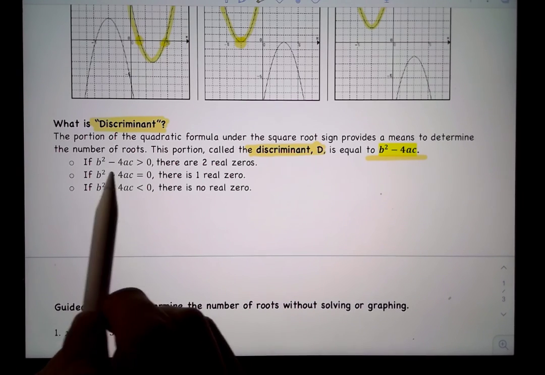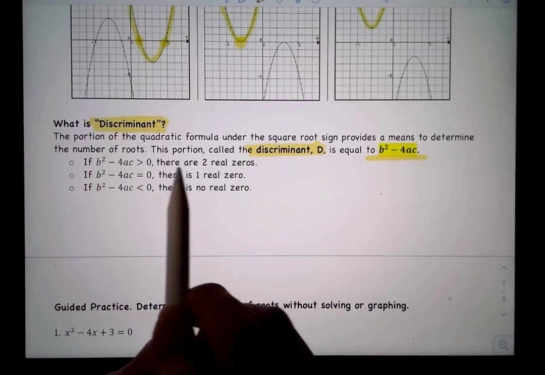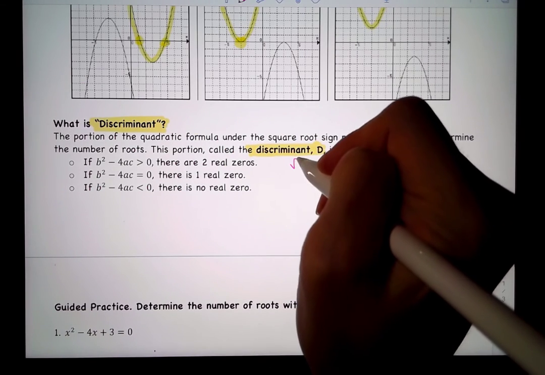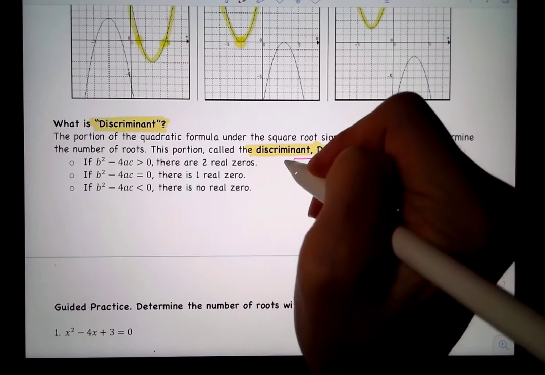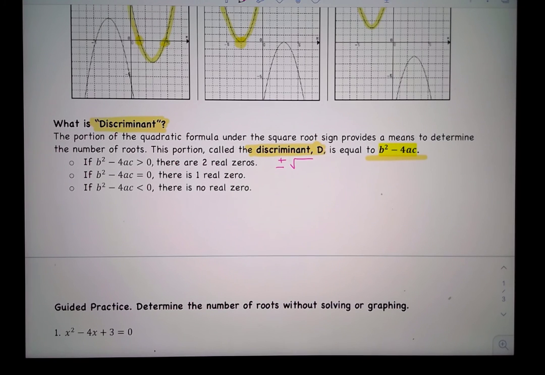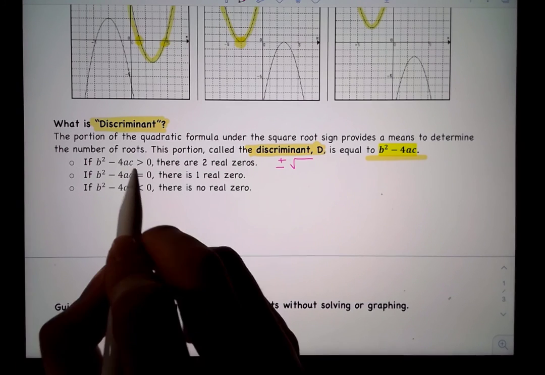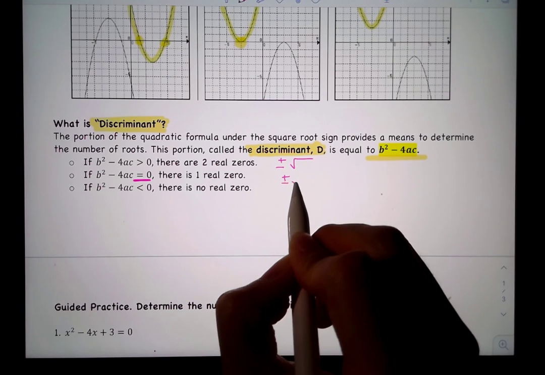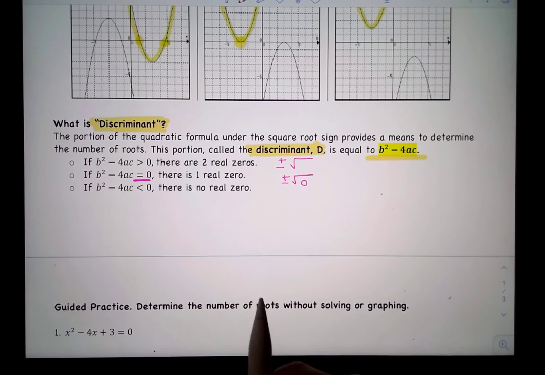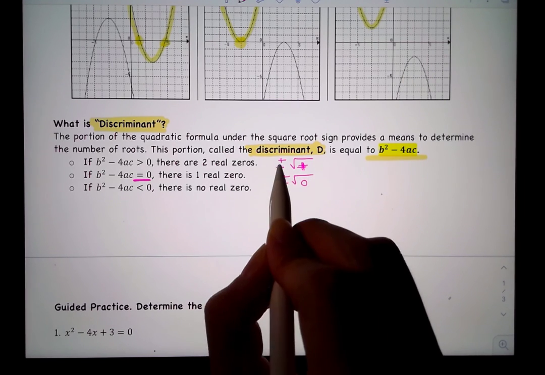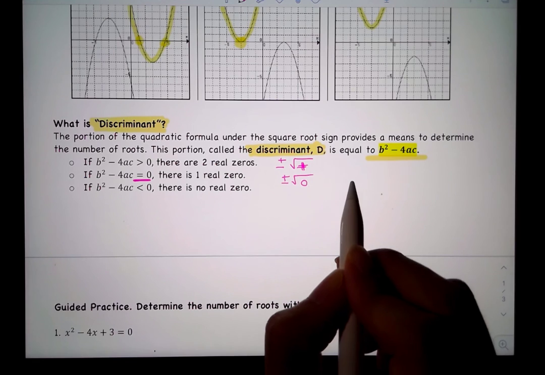All right, so if this is greater than 0, there are two real zeros, because what? Do you remember that? You can use that radical, and in front of the radical you have plus minus. So we can break it into two different solutions. That's why you get two real zeros. All right? When it is positive, right, then you can break it down into 2. So that's why you get 2 real zeros.